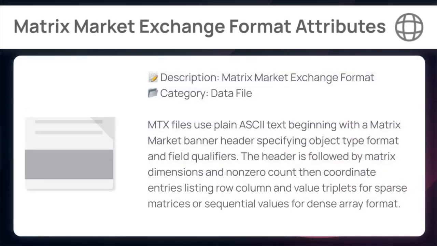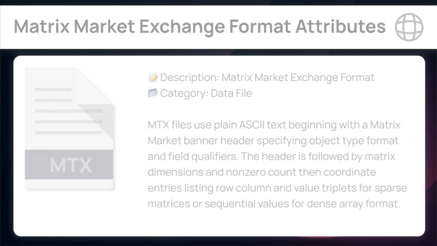MTX files use plain ASCII text beginning with a Matrix Market banner header, specifying object type, format, and field qualifiers. The header is followed by matrix dimensions and nonzero count. Then come coordinate entries listing row, column, and value triplets for sparse matrices, or sequential values for dense array format.